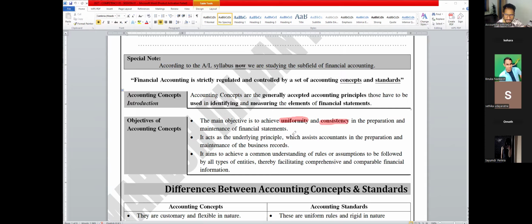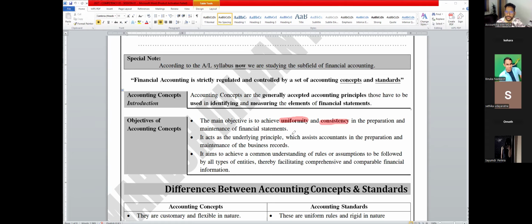The concepts are designed to achieve what? Uniformity and consistency in the preparation and maintenance of financial statements. If there is uniformity and consistency, only then can we compare the information. Can we ever compare a student in grade 1 and a student in grade 13? No. Why? They are different, right? So you can compare one grade 13 student with another grade 13 student because there is uniformity. Okay, am I clear with you?